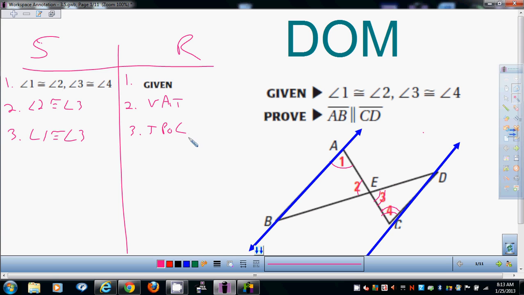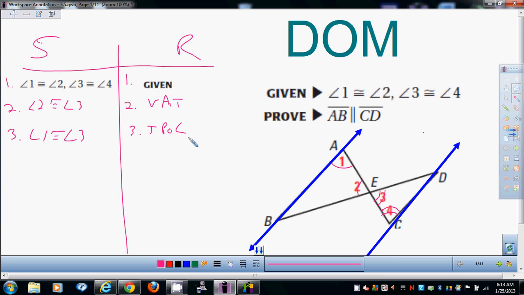Now which two were we looking to connect? Donovan said earlier we're going to do alternate interior. Which two angles do we need to show for alternate interior? 1 and 4. Now, with the help of this, could we use transitive again to possibly link 1 and 4? What are they both congruent to?